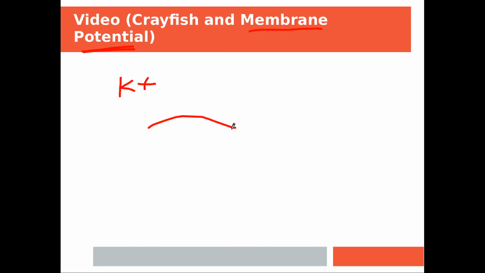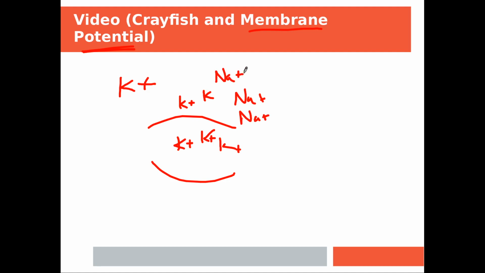So when you have the cell, you have a lot of potassium inside, mostly inside, right? You have lots of sodium outside, right? And so when you have a situation like this, maybe you have negative 65 millivolts, right?